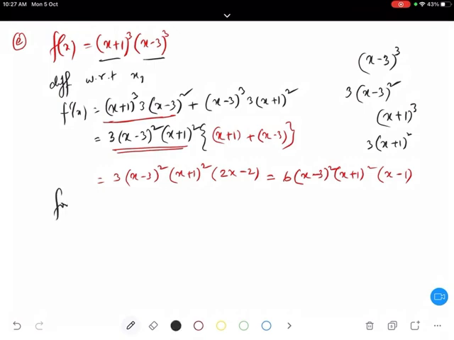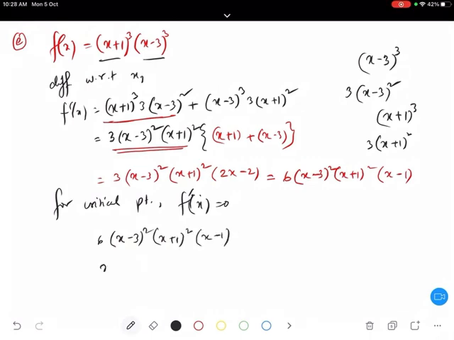Achha, now tell me, for critical points f dash x equal to 0. So tell me how many critical points do I have in here? And what are they? x is equal to minus 1, then x is equal to 1, and x is equal to 3, right? So these are the three critical points we have.